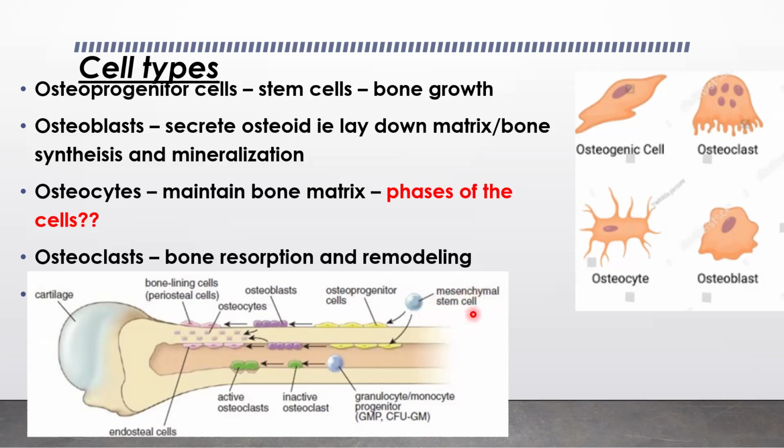So these mesenchymal stem cells can be osteoprogenitor cells, or they can be chondroprogenitor cells. Osteoprogenitor cells will give you the bone. Chondroprogenitor cells will give you the cartilage. So these mesenchymal cells are not differentiated. And you will have a kind of direction where you have osteoprogenitor cells. Osteoprogenitor cells will give you osteoblasts, and osteoblasts will give you the osteocytes.